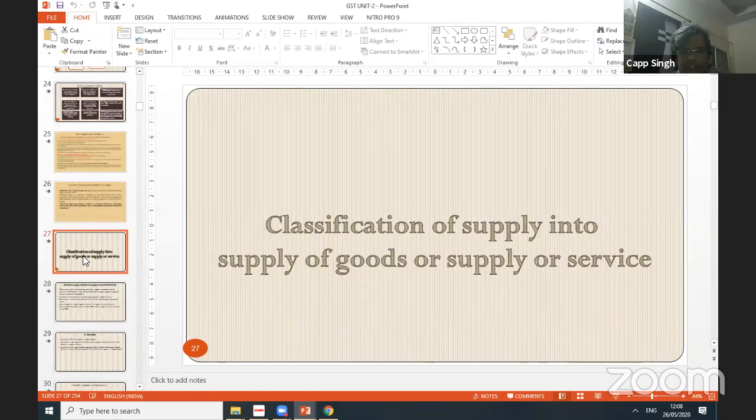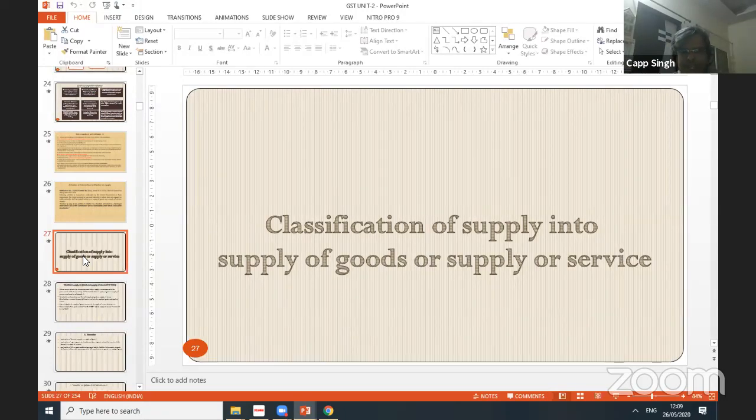for supply of goods. A separate set of rules has been framed, and in the case of supply of services, a separate set of rules has been framed. Then place of supply is separately designed for supply of goods and differently for supply of services. So we have to understand whether a particular supply is a supply of goods or supply of services. That point is very important.